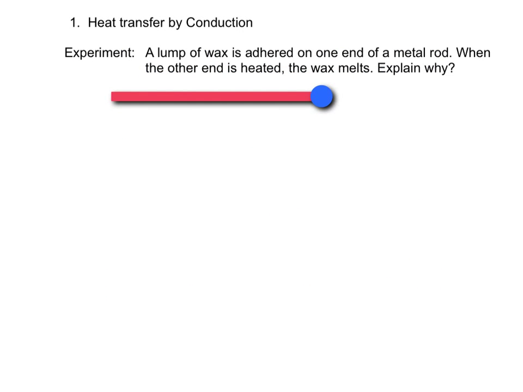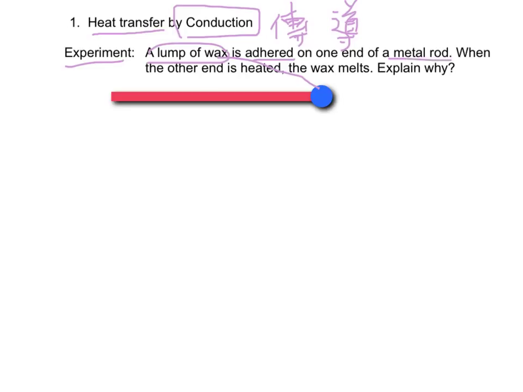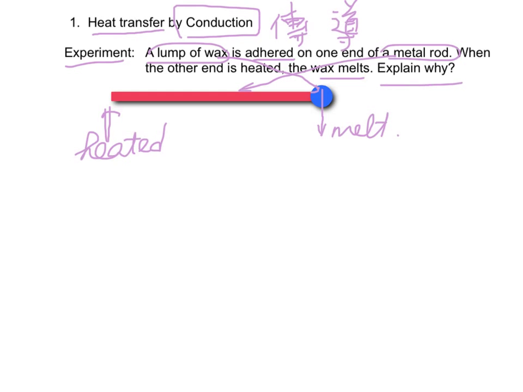Let's first look at how heat is transferred by conduction. Consider the experiment. A lump of wax is adhered on one end of a metal rod. When the other end of the metal rod is heated by a Bunsen flame, the wax will melt after some time. Can you explain why?